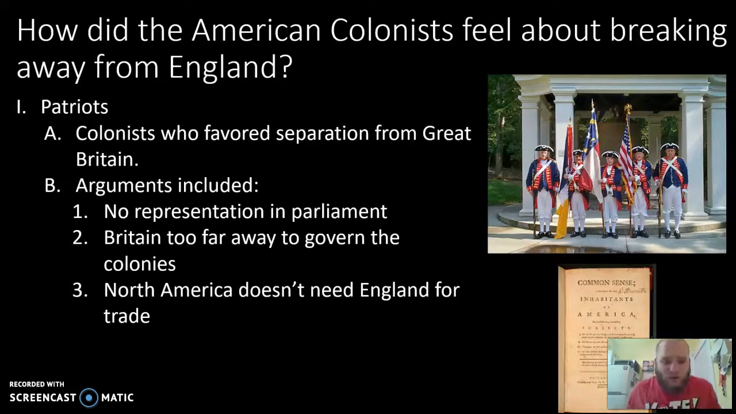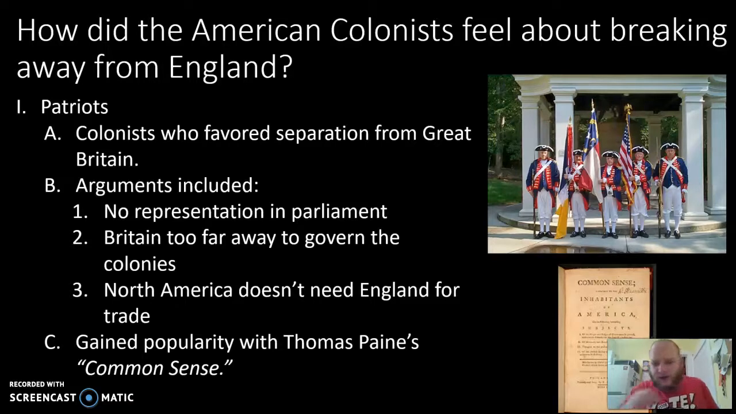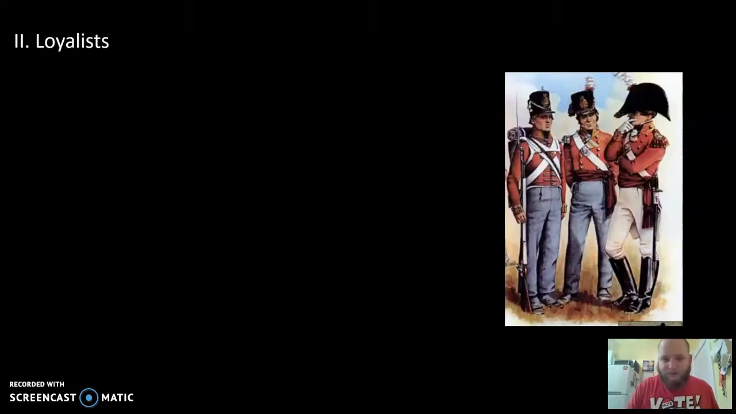They would also make the argument that North America doesn't need England for trade at all. Okay, we've looked at how they have a whole bunch of different resources, whether it be cotton or tobacco being the big ones at that time. Why do they need England really to help them out at all? A lot of this patriot fervor, if you will, really gained attention with a pamphlet called Common Sense by the author Thomas Paine, who says some of these things. Why should a tiny island govern an entire continent is one of the things that he argues for. But overall, we're looking at patriots as these colonists who want to break away.